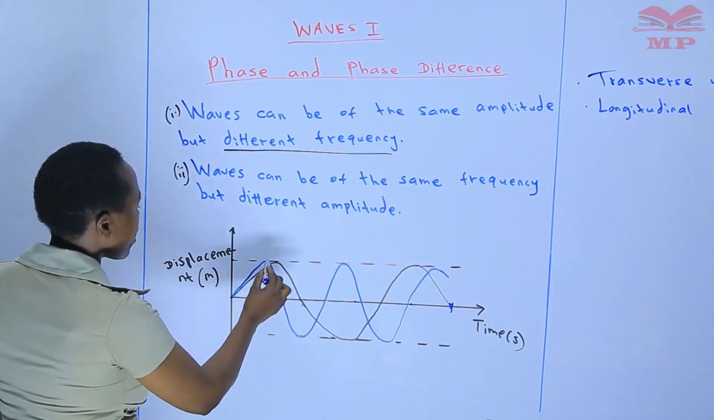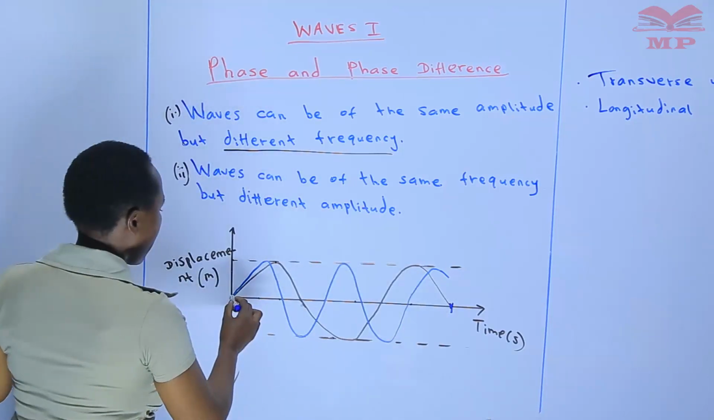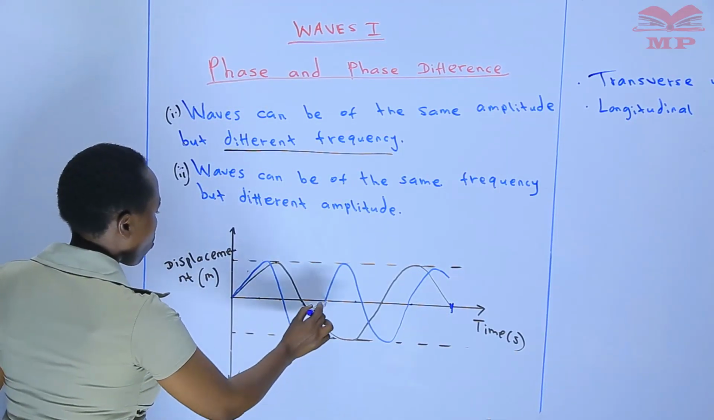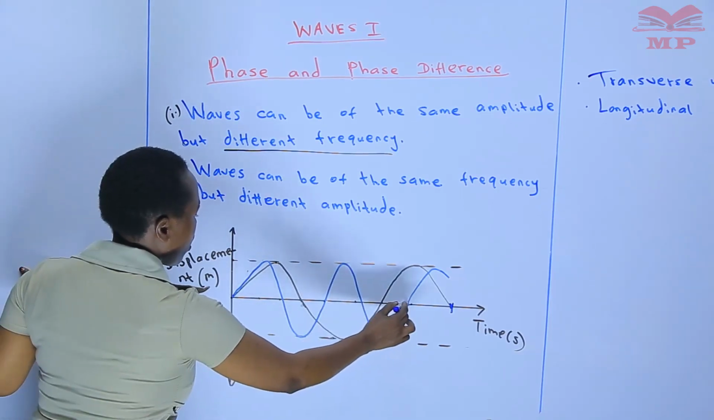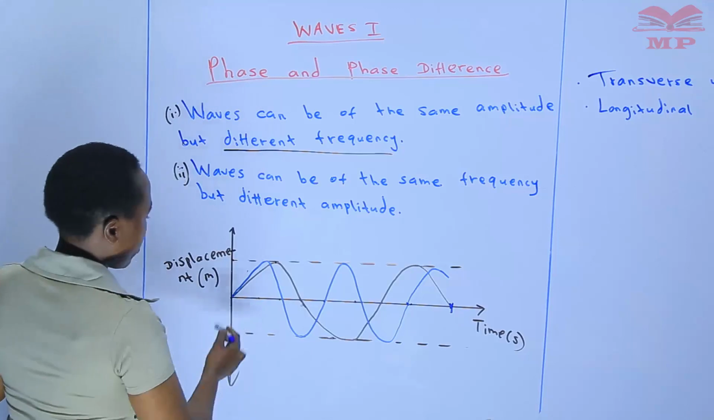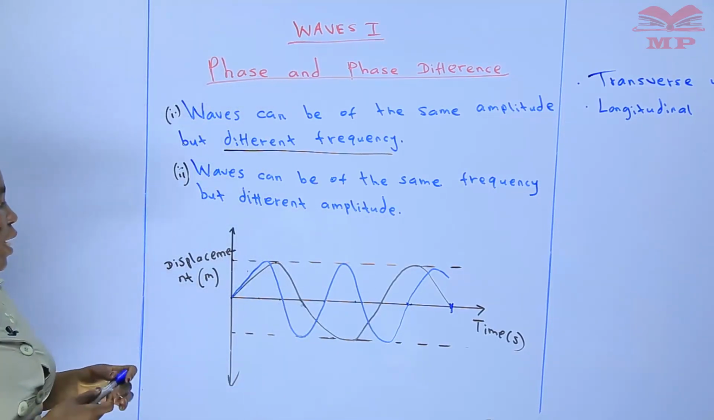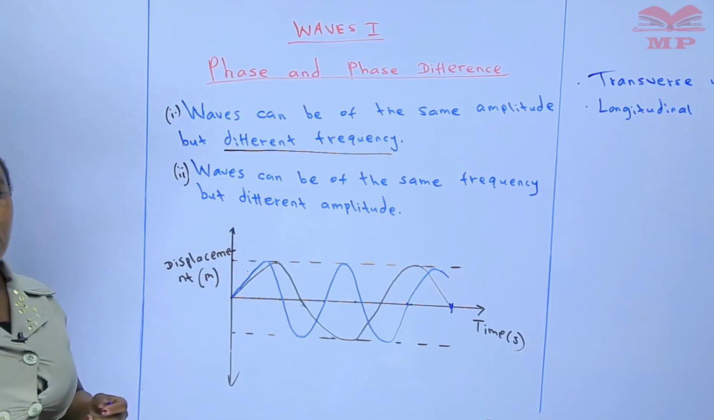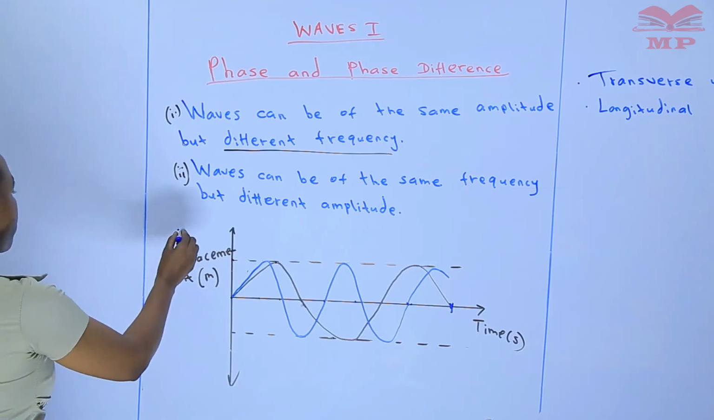Let's see how many oscillations. If assuming that this is 1 second, how many oscillations are these? We have 1, 2, and a part of it. But in the other one, we had only 1.5. So you can see clearly that it is of the same amplitude, but the frequency is different. So we can draw the second one. So this is the first one.